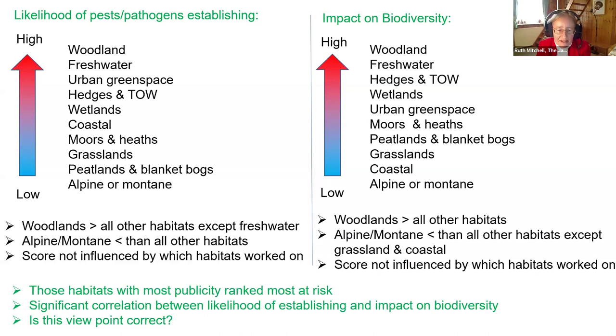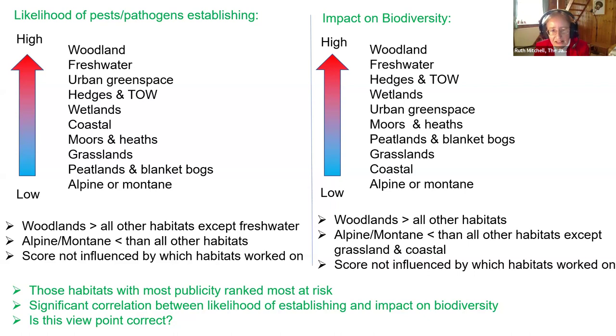So I found this quite interesting. Those habitats that have had a lot of publicity recently were actually ranked highest. So that's really good, in as much as we've had a lot of publicity about the impacts of pests and pathogens in woodlands recently, and trees dying back. So it's perhaps not surprising that woodlands were ranked high. There's also been quite a bit of publicity around freshwater, about fishing equipment and things being clean when you arrive. So I wonder if those habitats are ranked at the top because of that publicity, which in many ways is really good because it shows that that publicity is working.